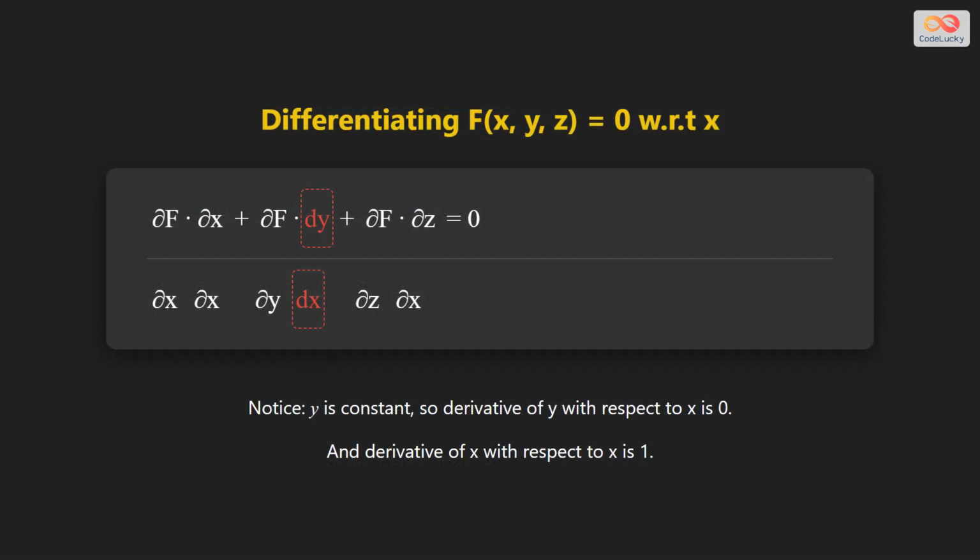Here is the derivation. When we differentiate f with respect to x, we get three terms corresponding to x, y, and z. The term for y becomes 0 because y is constant with respect to x. The term for x is simply the partial of f with respect to x. The term for z involves the partial of f with respect to z multiplied by the partial of z with respect to x.